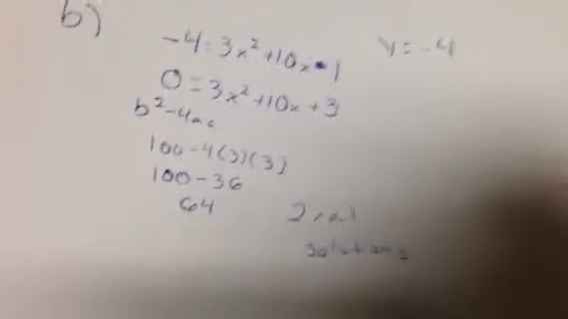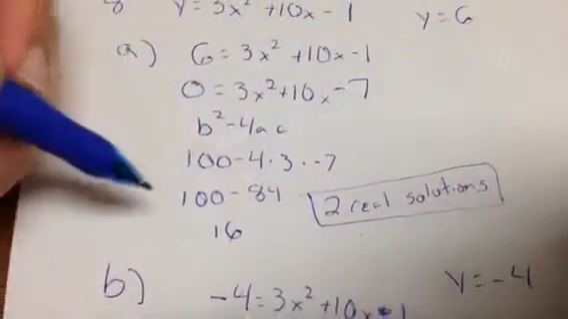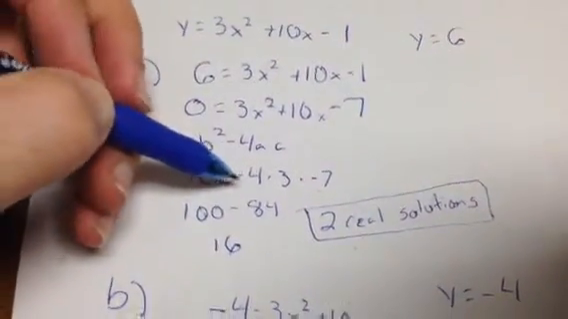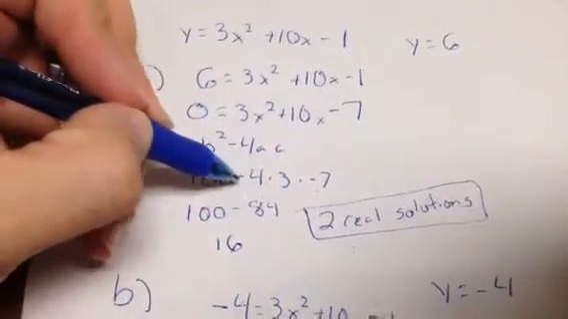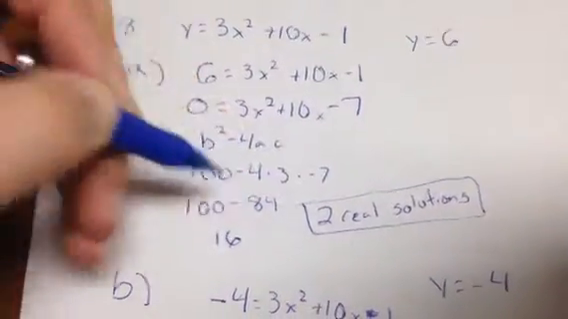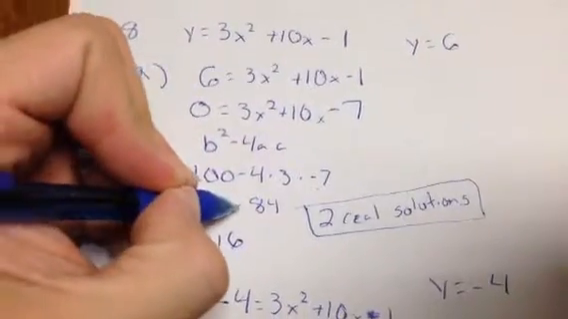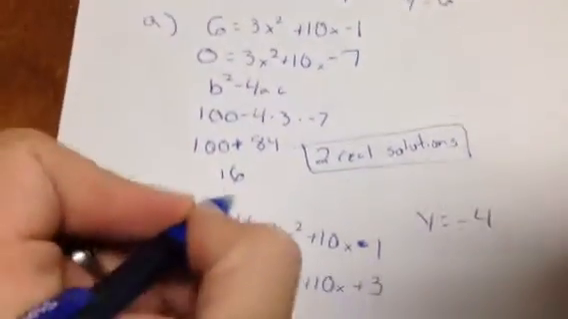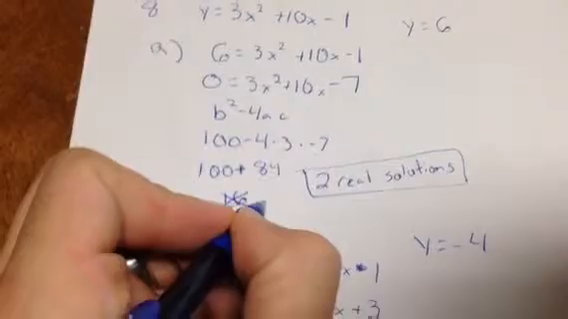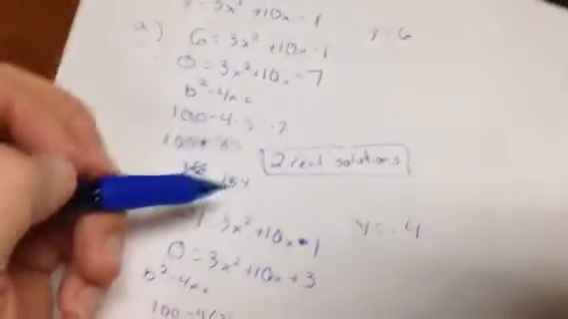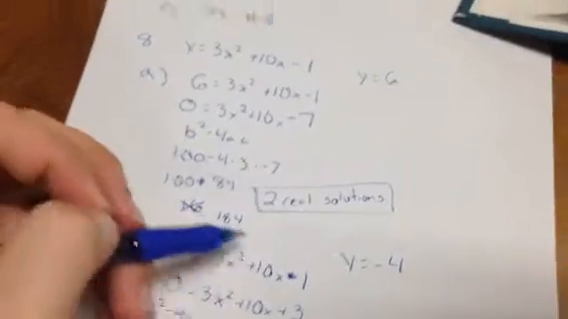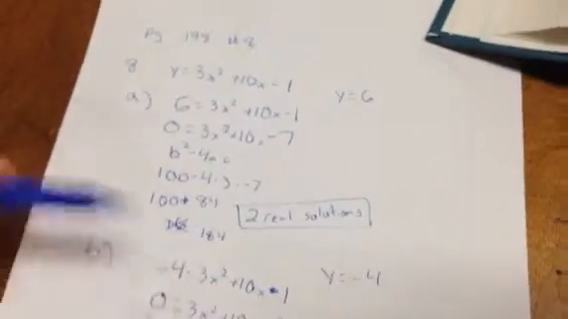When going ahead and writing here, I realized that I made a mistake up here in A. I have negative 4 times 3 times negative 7. The negative times the negative will give us a positive 84 here, so really we have 184. Since it's still positive, we still have two real solutions, but since it's no longer a perfect square, they would not be rational. You'd only be able to solve this with the quadratic formula.